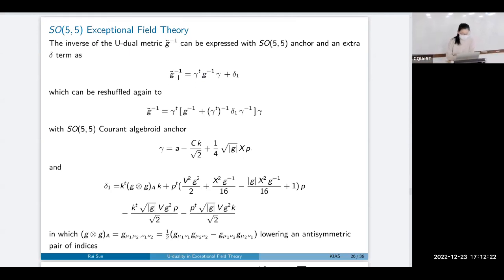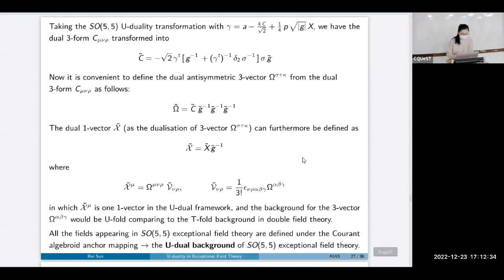But here, for simplification, we choose to compute the inverse of the matrix, but the matrix can also be conveniently defined. So this is a three-form field. It's transformed in this way, and then again there's the extra term for the same reason.